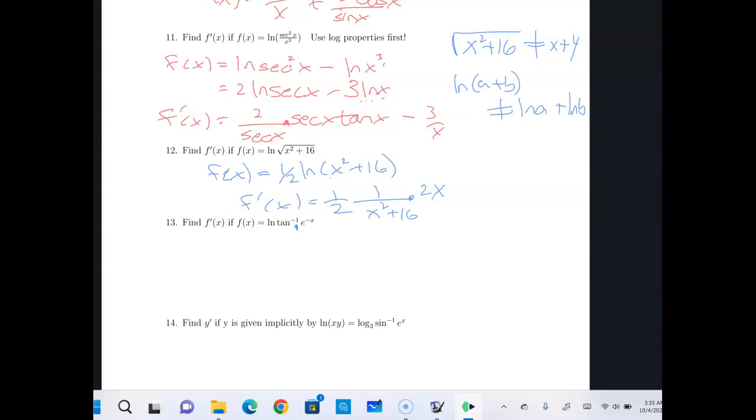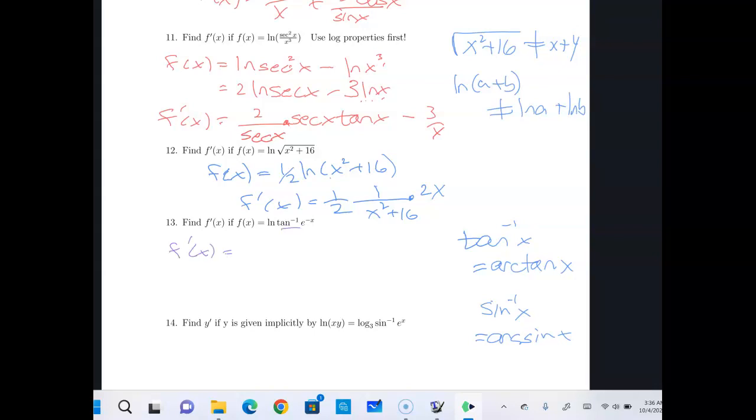Okay, question, is this -1, does it come down? Because that looks like it's on the argument, because this is on the inside, but no. When it says tangent to the -1, that is the same as saying arc tangent of x. And the same with sine to the -1. That means arc sine of x. So you cannot bring that number down.